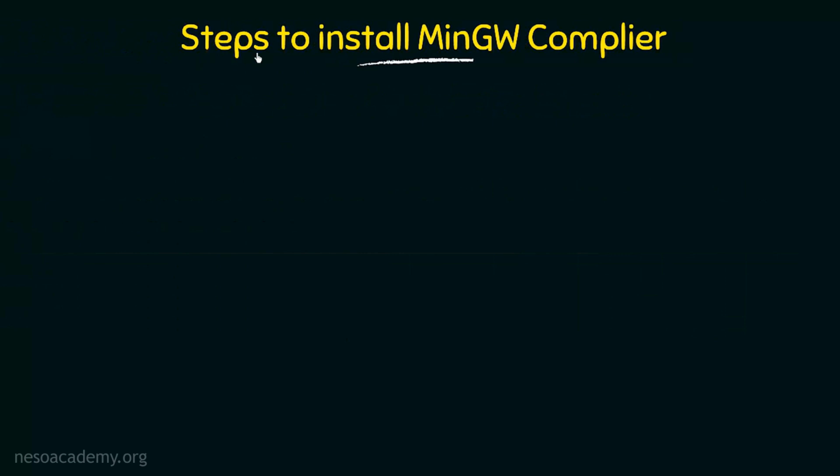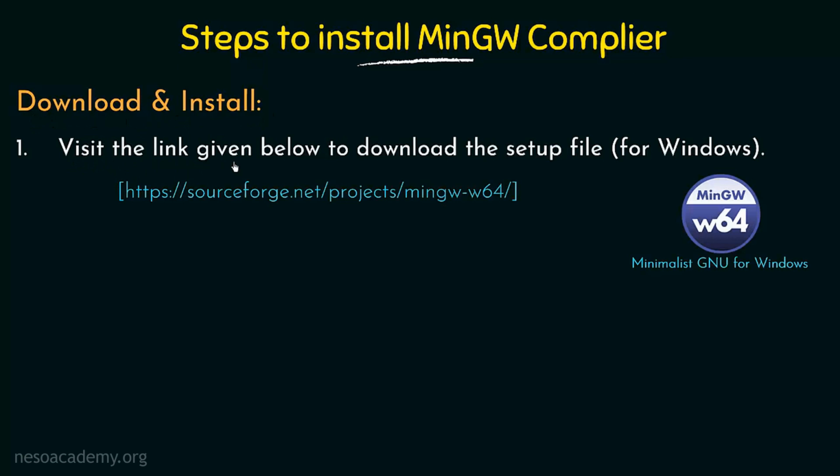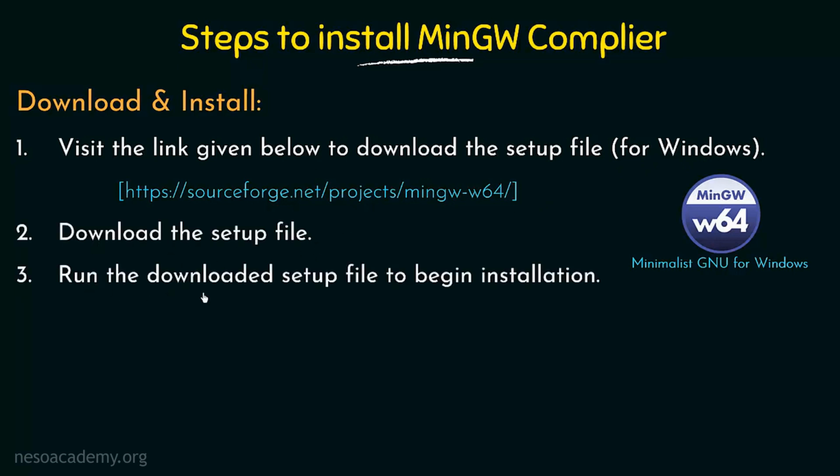Here we will see the steps to install the MinGW compiler, which is Minimalist GNU for Windows. Again, the first step is to download and then install it. For downloading, you have to visit the link given below to download the setup file for Windows. You can go to this link, which I will provide in the description, and download the setup file. This is specifically for Windows. Now download the setup file and then run it to begin the installation.